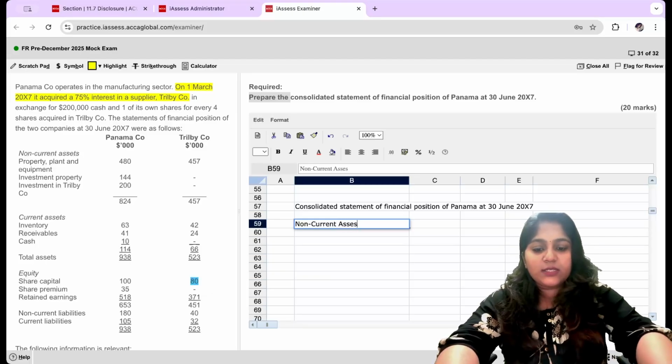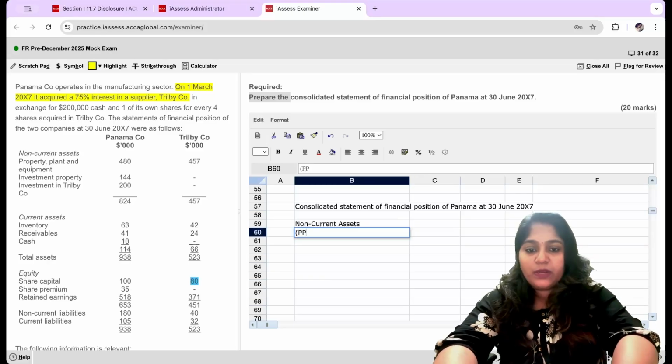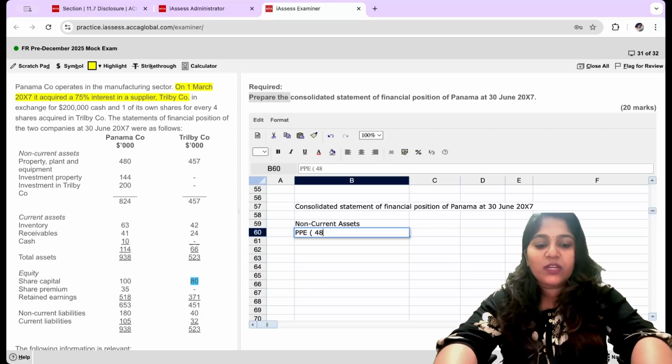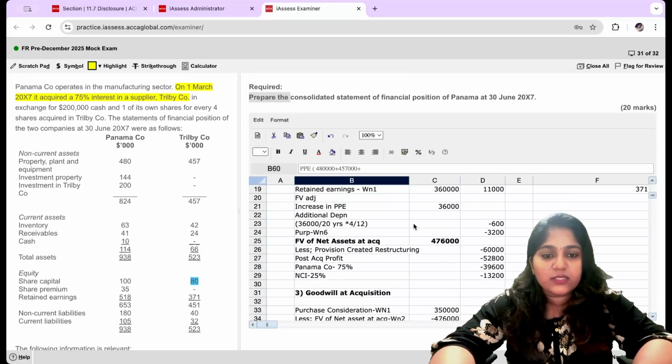Under non-current assets, are there any calculations that we have? I know it's property, plant and equipment. In that, please write the full form: property, plant and equipment. Parent company is $480,000 plus subsidiary company is $457,000 plus, look at this.